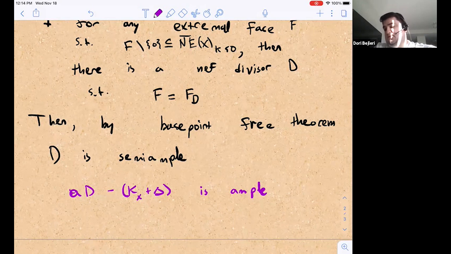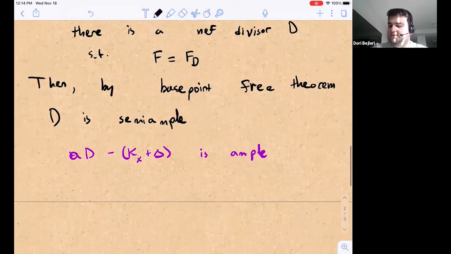D is strictly greater than 0, because F is exactly the portion where D is 0. So as soon as we move off of F inside of the effective cone, then D has to be strictly positive, and then it doesn't matter what K_X plus delta is, because we just make A large enough so that the whole expression is positive, and so we get that this is ample because it's positive on all pseudo-effective classes.